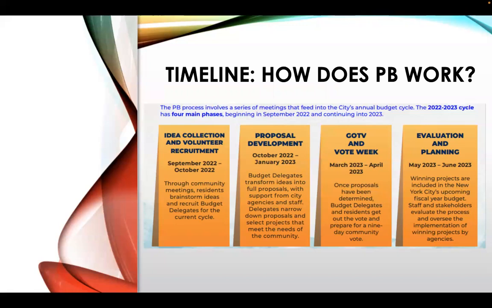9-day community vote. And I just want to mention here, one thing I didn't say earlier, who can participate in this process. Anyone who's 11 years old or older and has a meaningful connection to the district. For example, you live in the district, you go to school in the district, or you work in the district, or you have a child who goes to a school in this district, then you can participate. And regardless of your immigration status, you can be part of this.